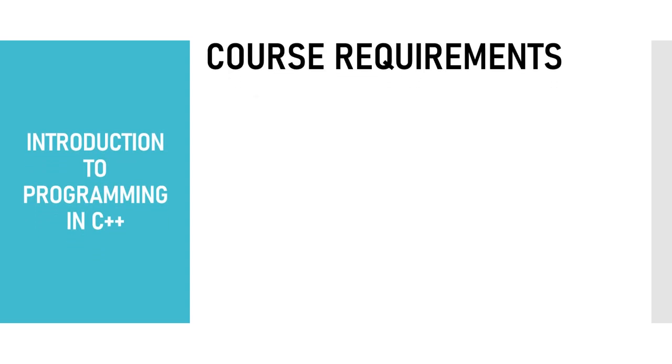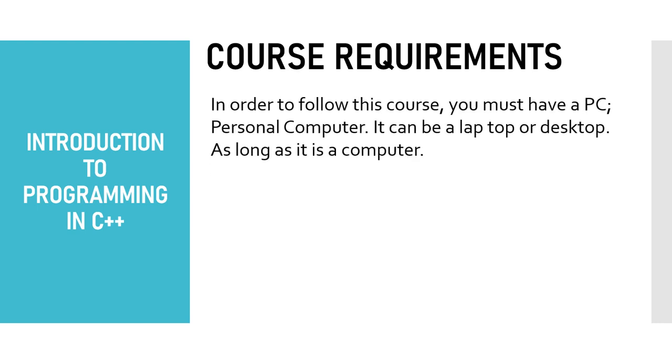Now, talking about requirements, what do you actually need to take part in this course? Simple. In order to follow this course, you must have a PC. Okay, you must have a personal computer. Obviously, that is what we are going to write our code on. You need to have a PC, whether a laptop or a desktop. We are not using mobile phones. You can use mobile phones to watch the video, but you have to use a PC to follow along with the course, the practicals and everything. You can have your phone aside and your PC aside whilst watching and then programming along with it. As long as you have a computer, you can follow along with this course.